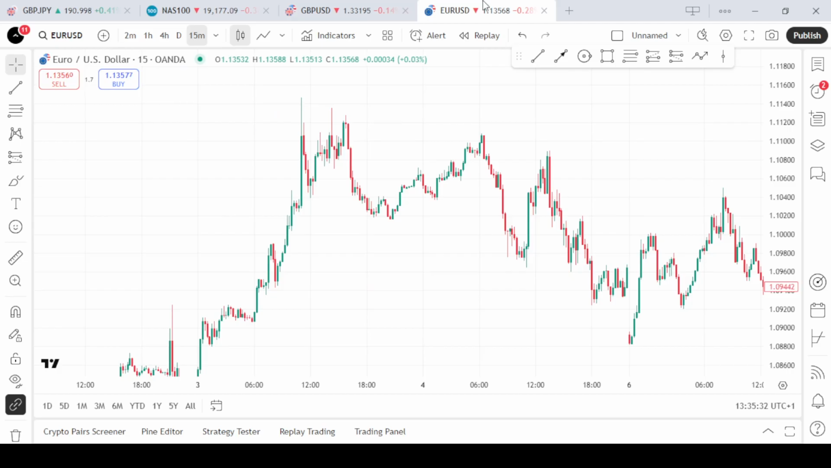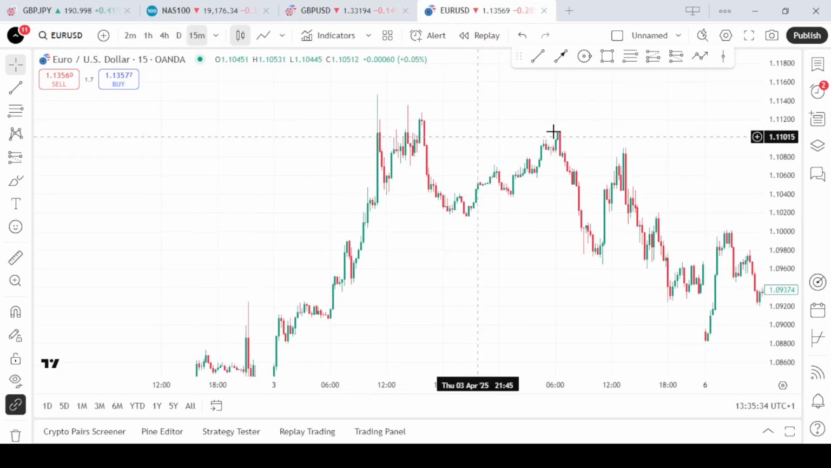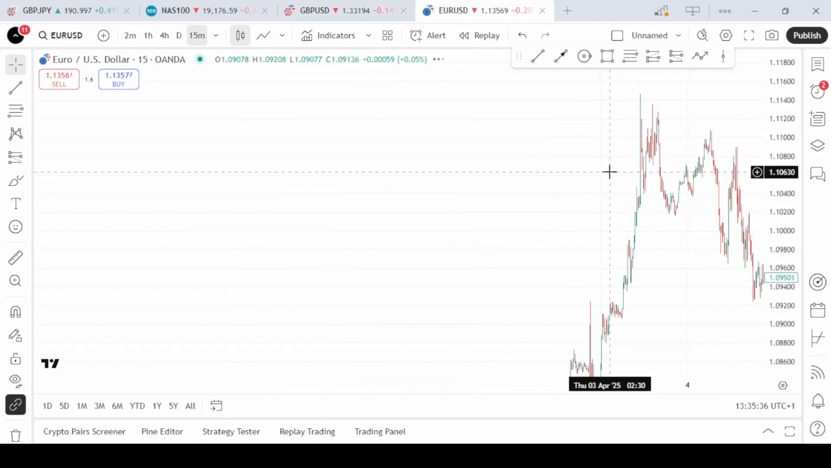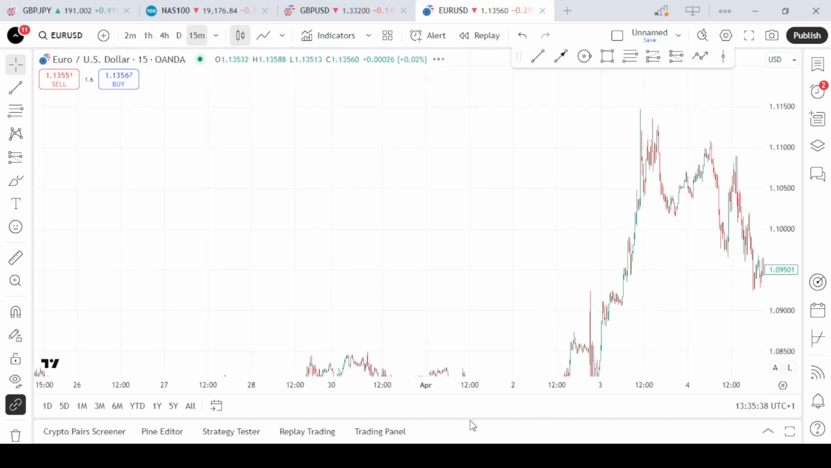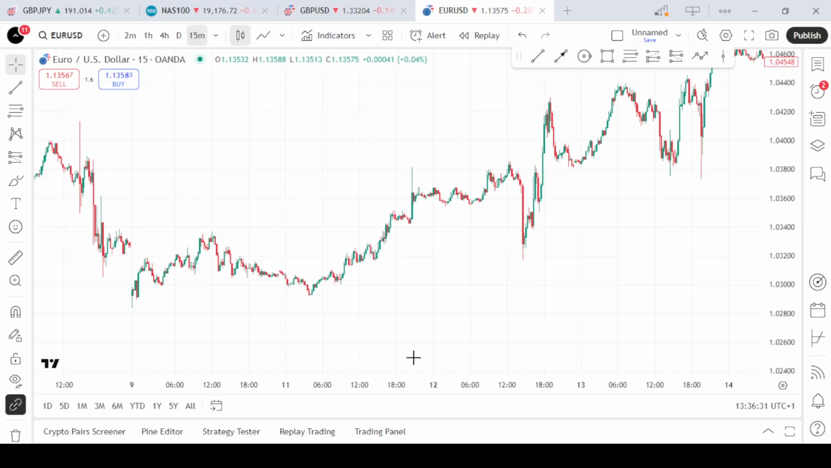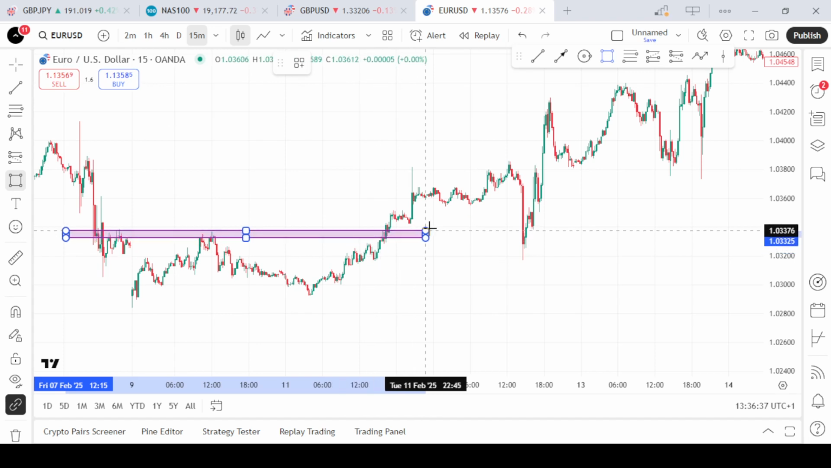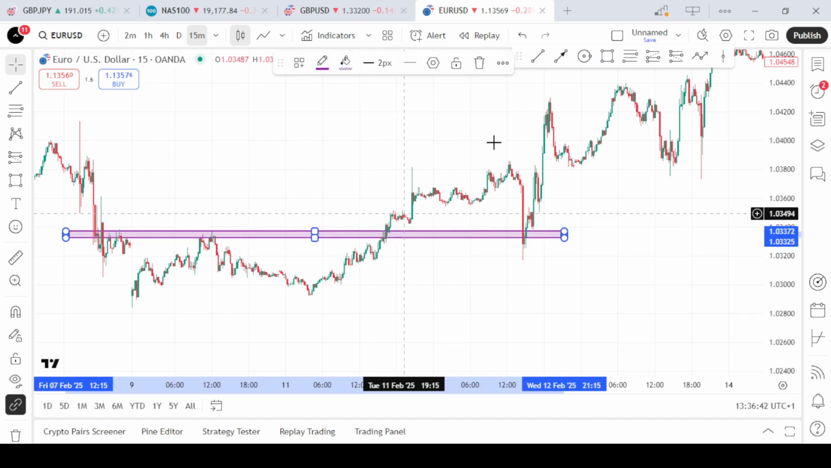Now let's see another example. You can see this whipsaw happened in an area of strong resistance. There was a strong resistance in this area before the market eventually broke through it and came back.